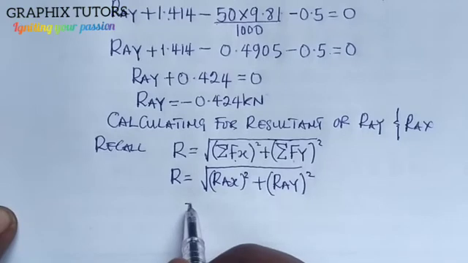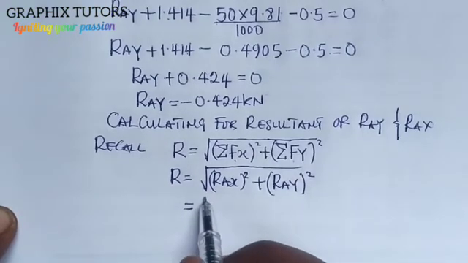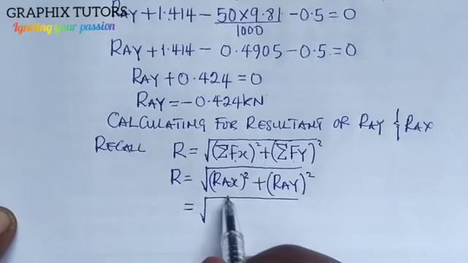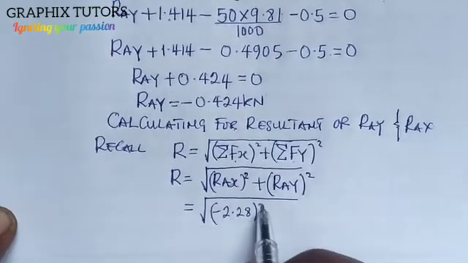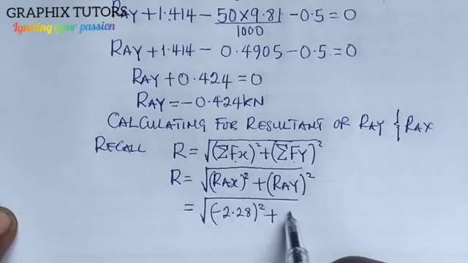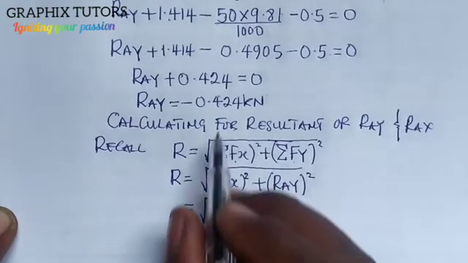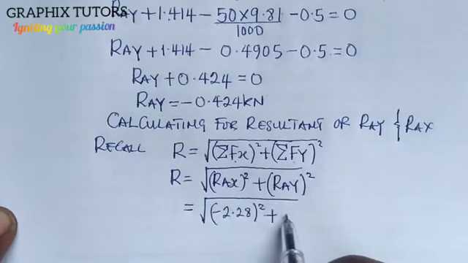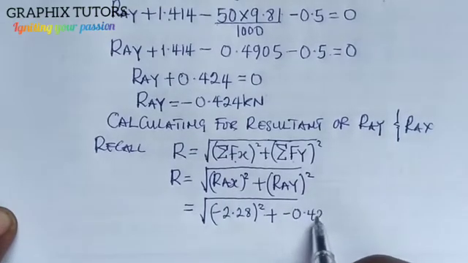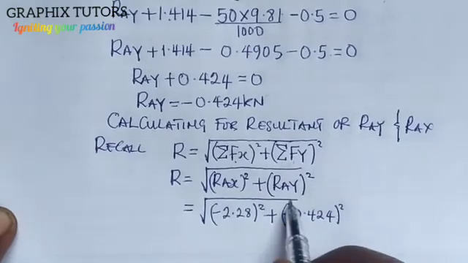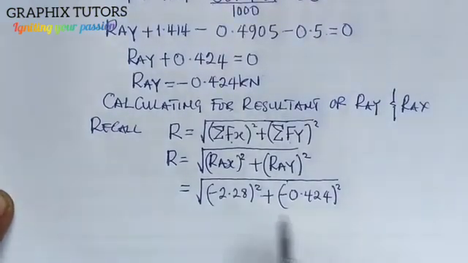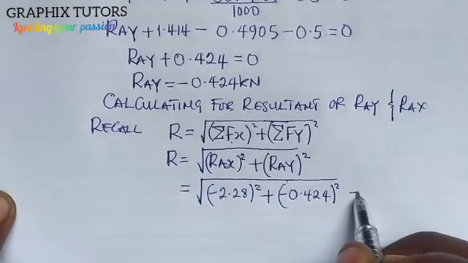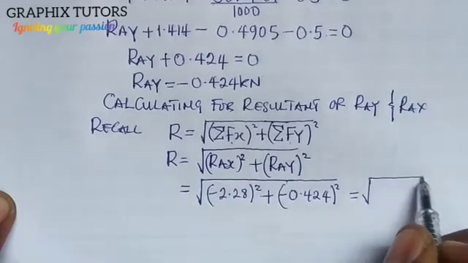Now if I input my formula, we have the square root of RAX, which is giving us minus 2.28 all square, plus RAY, which is giving us minus 0.424, all square, right? So from here we move forward.